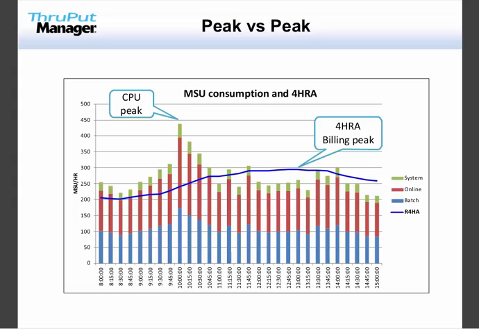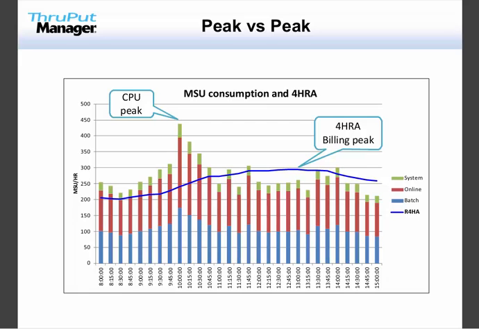issue. But when we're talking about costs, we're talking about a 4-hour rolling average peak, which is a much slower moving line, the dark blue line across there. And as you can see in this example, the 4-hour rolling average peak didn't occur until 1 o'clock in the afternoon, fully 3 hours after the utilization peak. The point being here is if you want to control your costs, you can't just look at the individual interval.